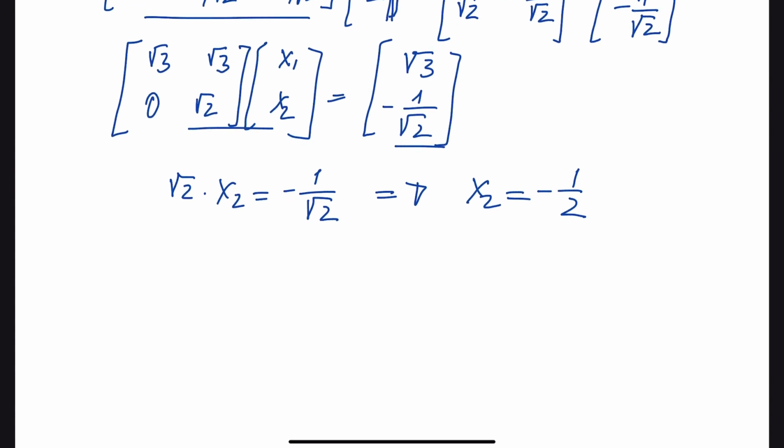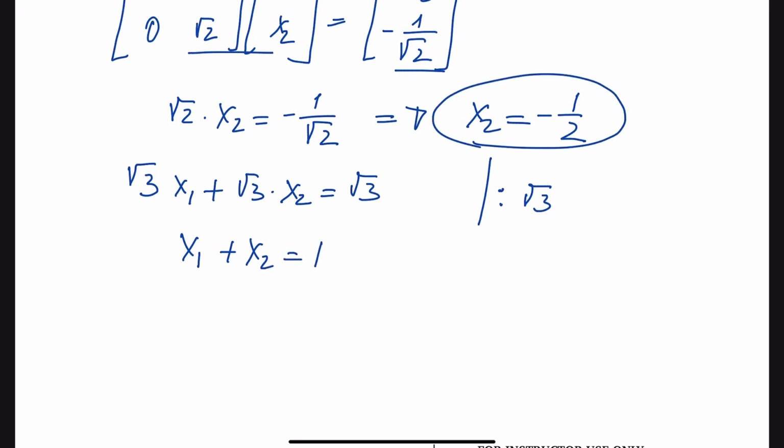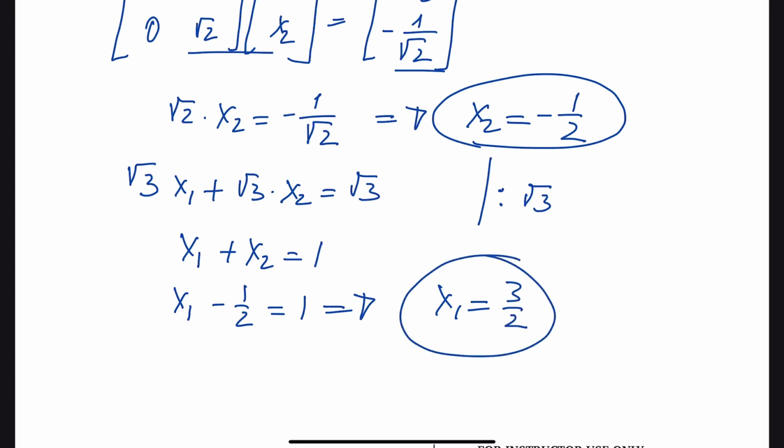So we have to substitute this into the first equation. The first equation is square root of 3 times x1 plus square root of 3 times x2 is equal to square root of 3. So we can just divide everything by the square root of 3 and we'll obtain x1 plus x2 is equal to 1. So now, since we know that x2 is equal to minus 1 over 2, it's going to be x1 minus 1 over 2 is equal to 1. We'll obtain that x1 is equal to 3 over 2. So that's going to be the least square solution for this problem.